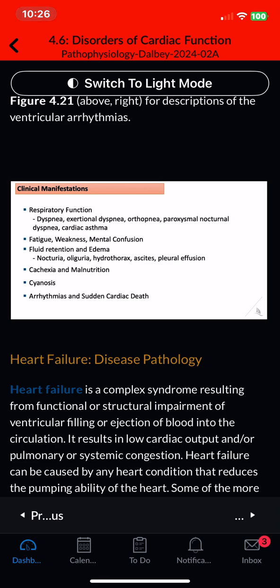Edema is when the fluid collects in the tissues as the vascular systems get overwhelmed. Fluid that moves into the thorax is called hydrothorax, and if it moves into the abdominal cavity, it's called ascites. Pleural effusion is when the fluid moves into the pleural cavity, which is going to affect lung functioning as well.